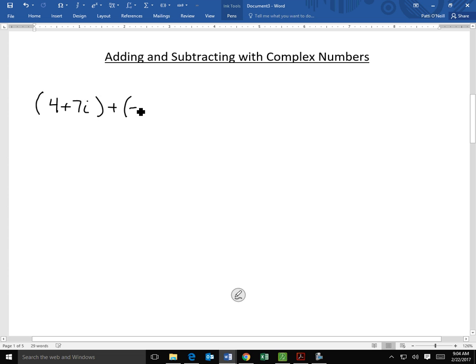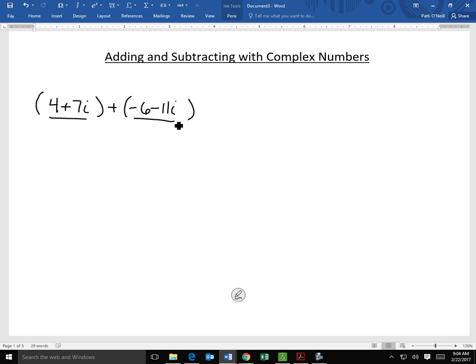-6 minus 11i. So the 4 plus 7i and the -6 minus 11i, these are considered to be complex numbers. They're complex because they have a real part, in the first one 4 and in the second one -6, and they also have an imaginary part, in the first one 7i and in the second one -11i.